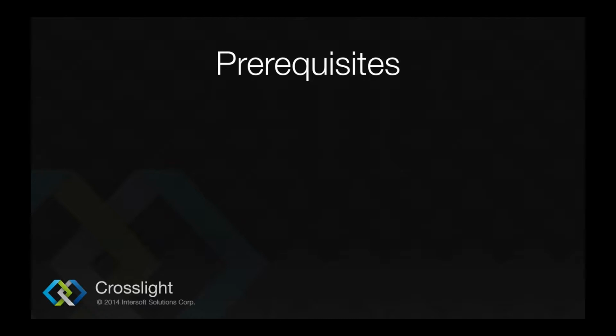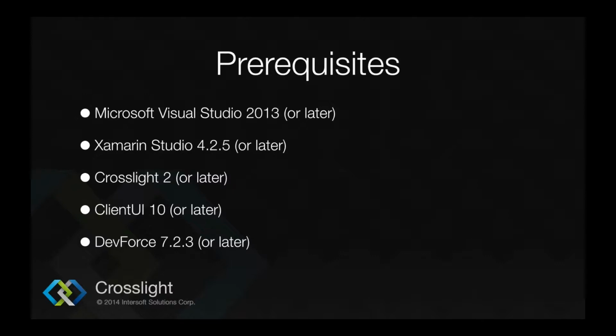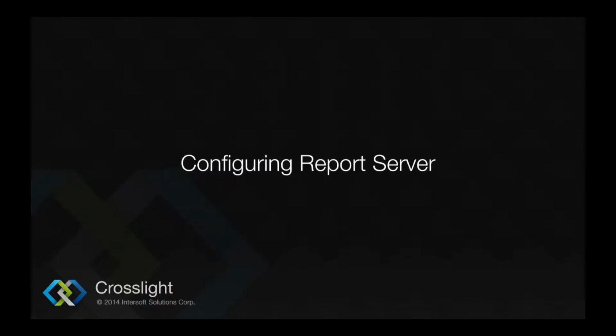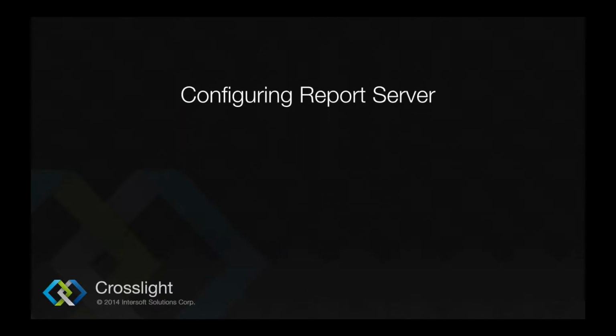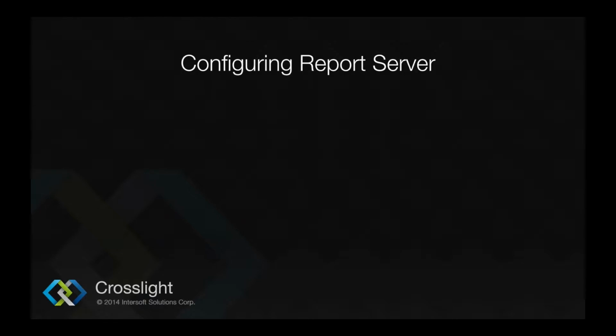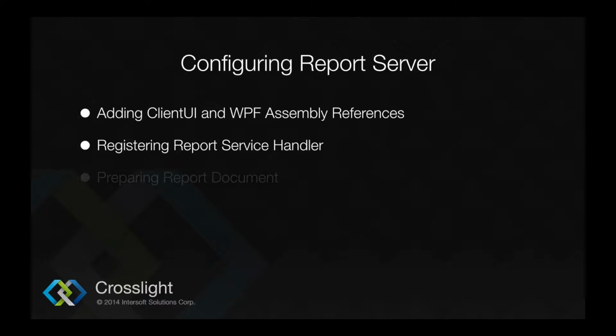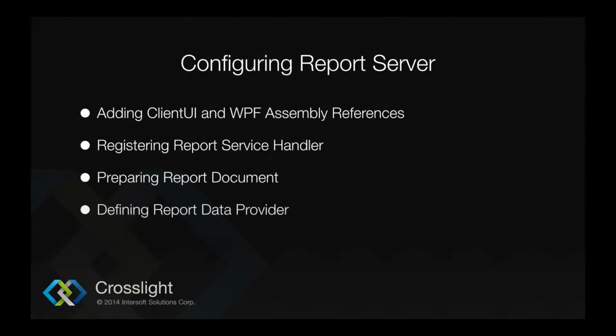In order to complete this tutorial, you need to ensure that you have fulfilled the following requirements. Then, you need to configure the report server before you can display the reports in your mobile apps. Next, I will show you how to do so. To run a report server, you need to set up several things, such as adding ClientUI and WPF assembly references, registering the report service handler, preparing the report document, defining report data provider, initializing report exporting service.